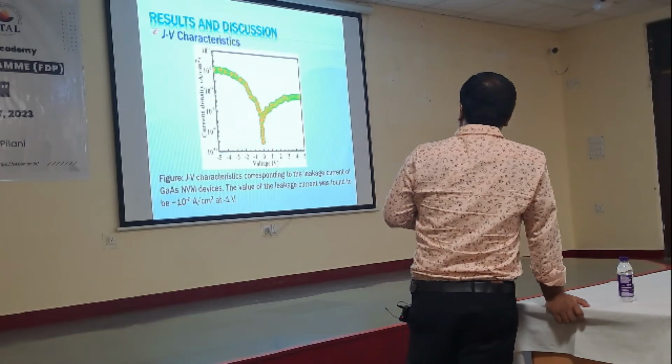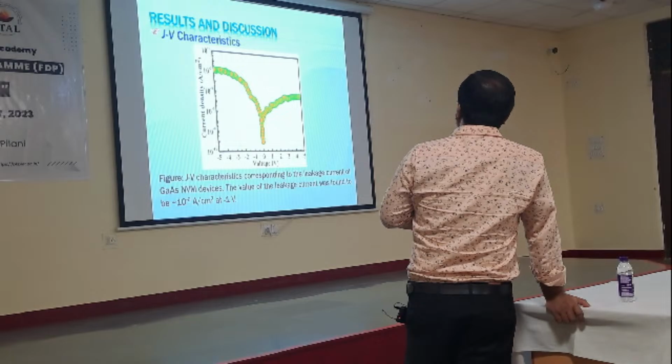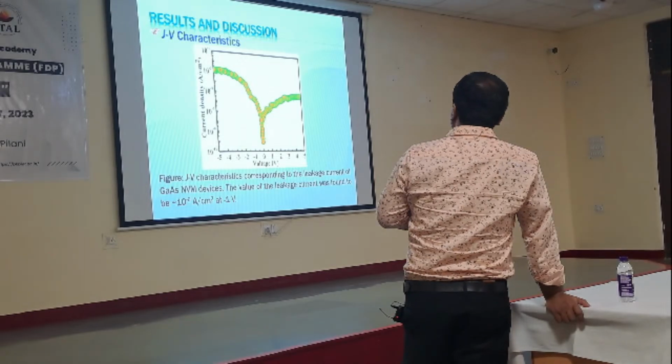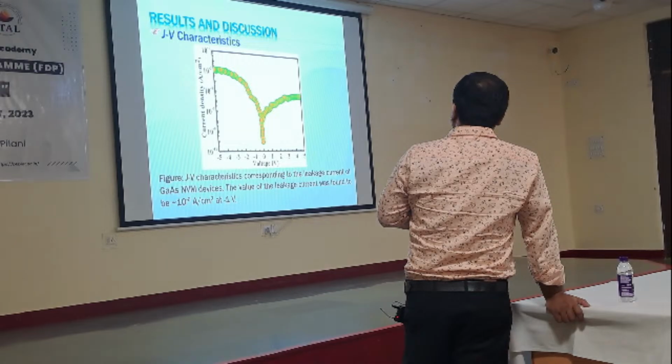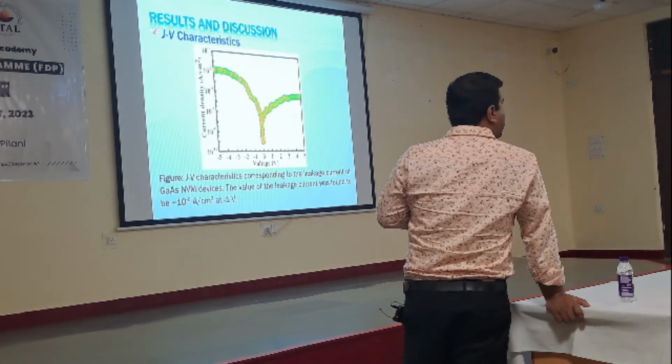Now these are the JV characteristics. In order to determine the leakage current density, you can see a very low leakage current is there, in the range of 10 to the minus 6 ampere per square centimeter at minus 1 volt. You see this is minus 1, corresponding to this, so this is actually in the minus 6 range.